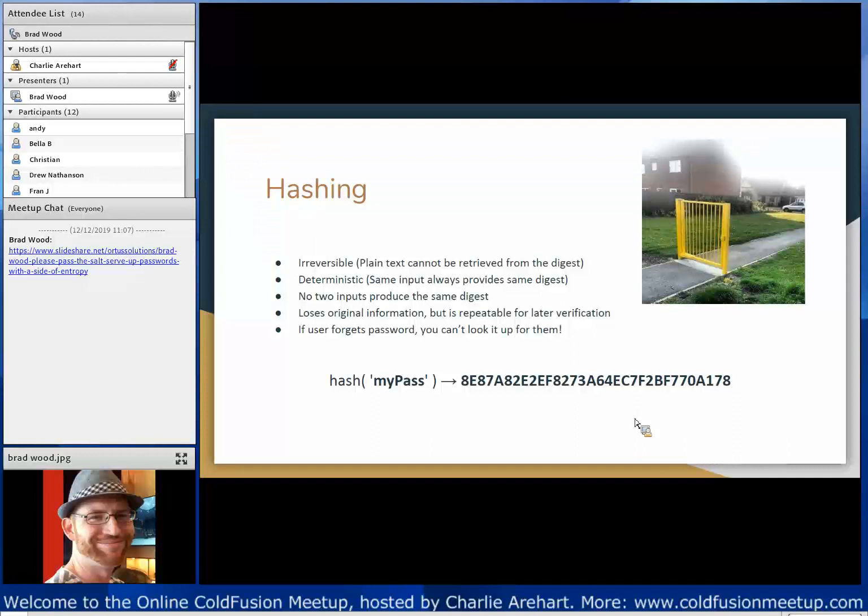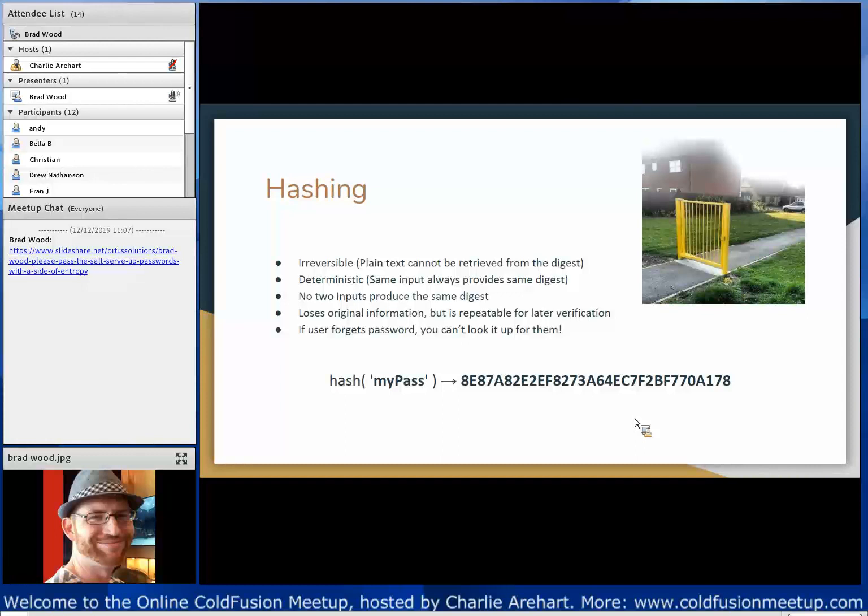So if you hash the entire text of War and Peace, the book, you would get out of it the same 30, 40 characters worth of output, right? So information is definitely lost. The thing is, it's deterministic. A deterministic function always returns the same output regardless of the inputs that were given to it. So no two inputs produce the same digest, and if they do, then that hashing algorithm is considered broken.